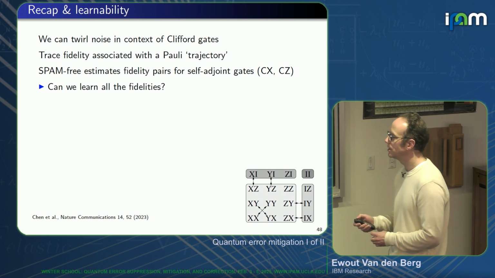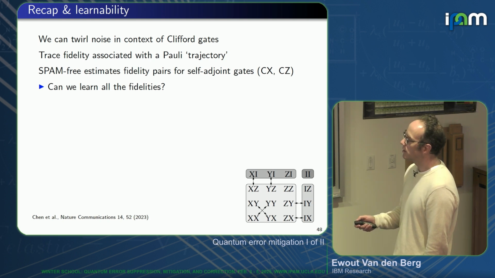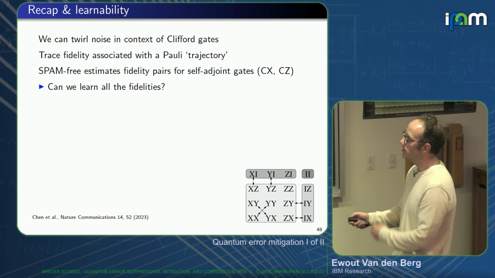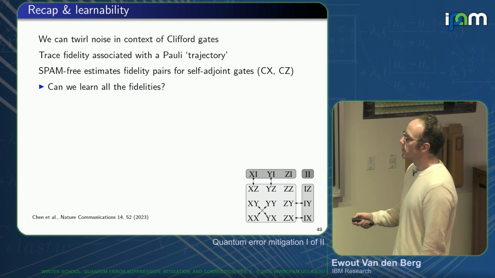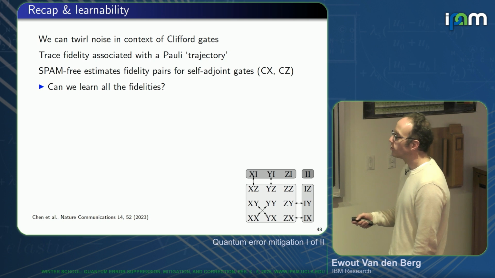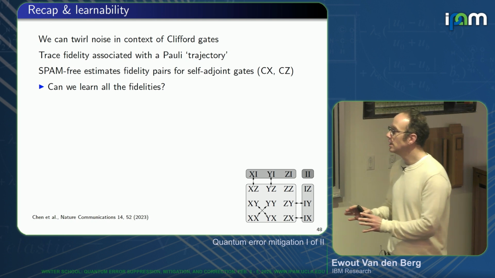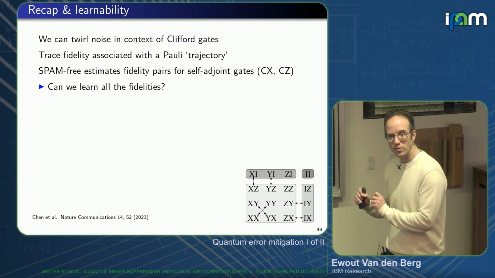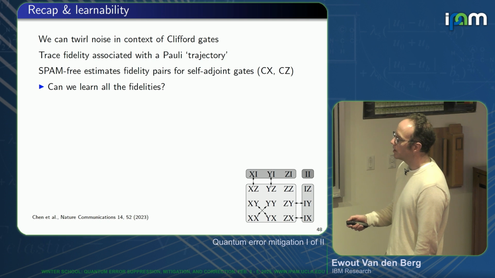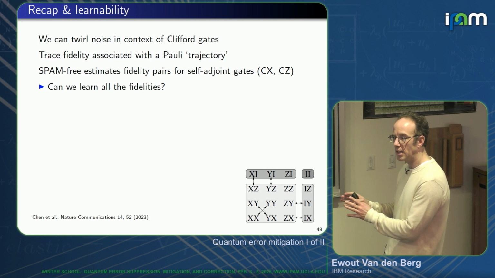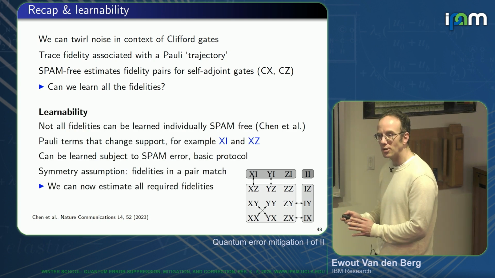There's some work on it, but it's not as nice as for Clifford gates. We can trace out the fidelity, or work out the fidelity of a Pauli trajectory as you propagate the Pauli through the circuit. And you can get SPAM-free estimates of the fidelity pair for self-adjoint gates. But that's just the state preparation and measurement error-free estimate of the product of the two, not of the individual one necessarily. So one question is then, if you can learn the product of these fidelities, can you learn all of the individual fidelities? And unfortunately, the answer to that is no, you cannot actually.